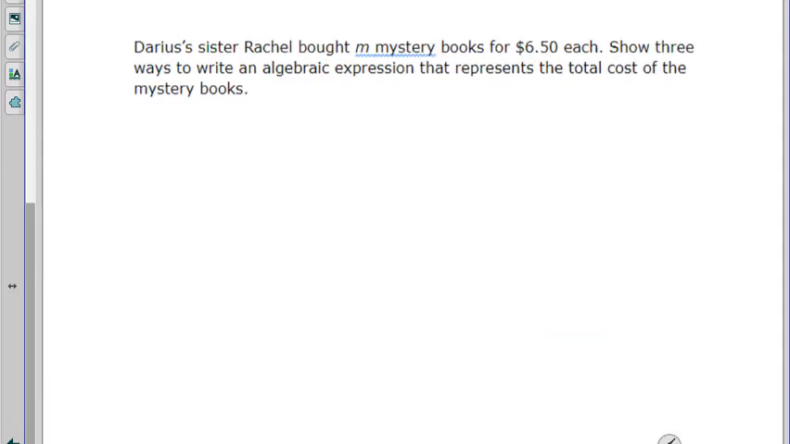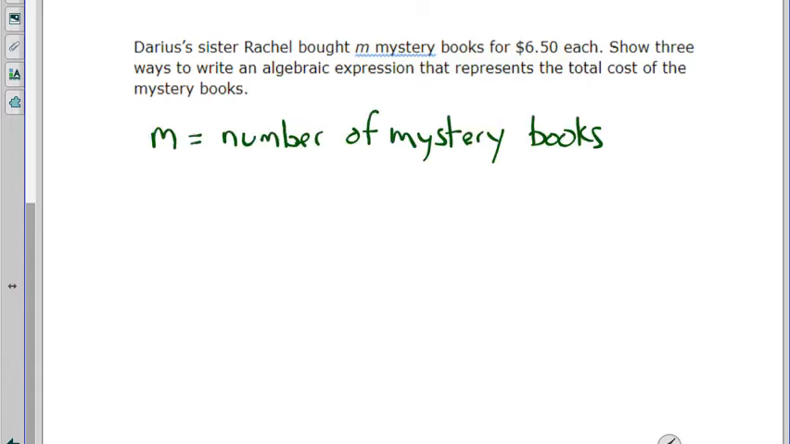Well, here's a similar problem for you to try. Darius' sister, Rachel, she likes mystery books, and she bought M mystery books. So they're telling you that M is the number of mystery books. And we want an algebraic expression for the total cost of the mystery books. So go ahead and draw yourself a bar model like I did. Go ahead and write an expression to find out the total cost.